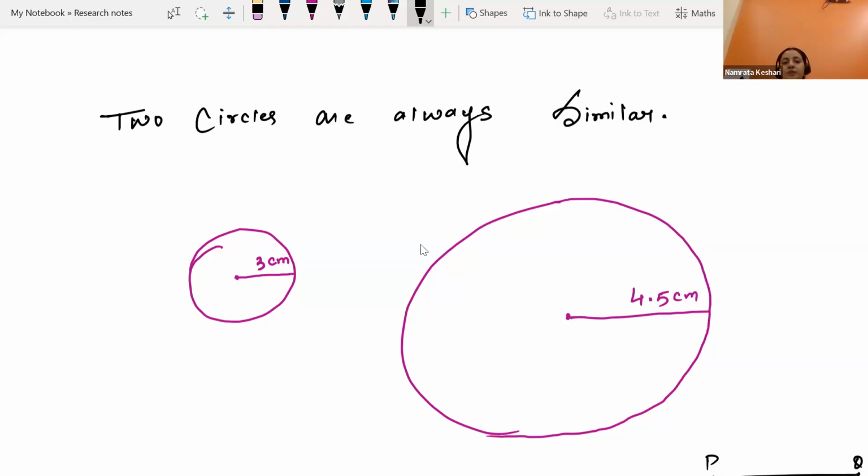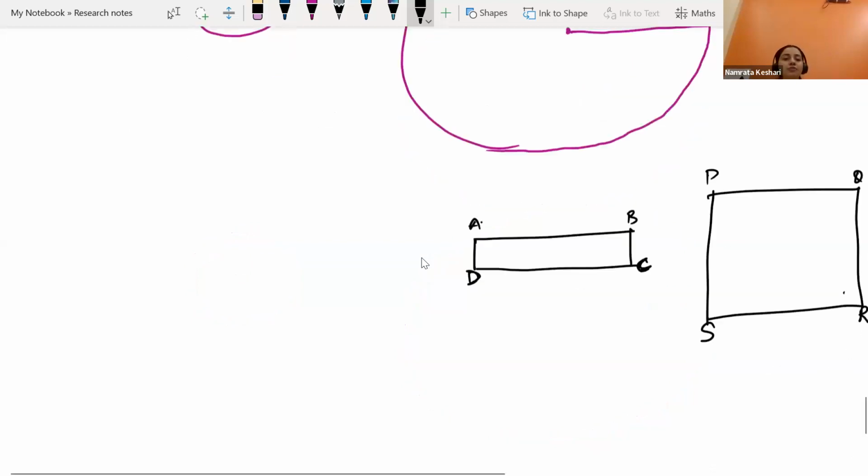So we can say that two circles are always similar with each other. However, for other shapes, we have to first check whether all the ratios between the sides are the same or not, and whether the internal angles are also the same or not. If I am saying we are comparing rectangle ABCD with rectangle PQRS, then we don't have to think about the internal angle, because for a rectangle the interior angle has to be 90 degrees.